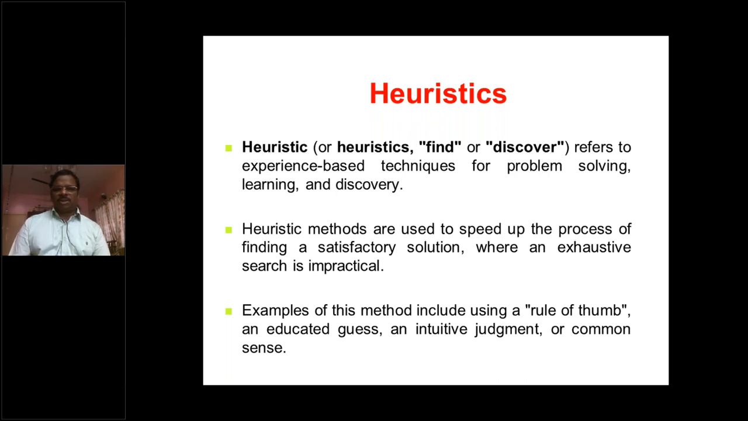So the heuristic approach uses two concepts: find and discover. Therefore, these methods are used to speed up the process of finding a satisfactory solution, where an exhaustive search is impractical. Instead of the total number of searches, the entire searching technique, the heuristic methods speed up the process. Examples of this method include the rule of thumb I already stated, and educated guesses: how in future, what has happened for a particular environment, what has not happened, using common sense knowledge, the heuristic approach is carried out.